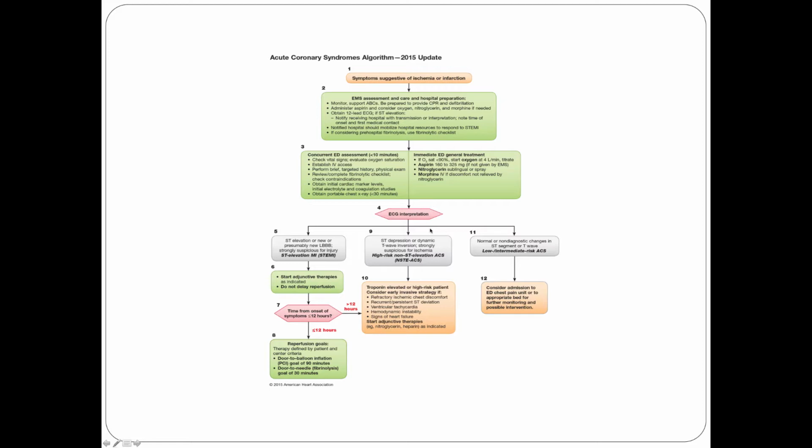And then we may have a normal EKG or just non-diagnostic changes in the ST segment or T wave. That brings us down into more of a lower intermediate risk. So then we consider admission. They've got more time to work with them in the hospital.